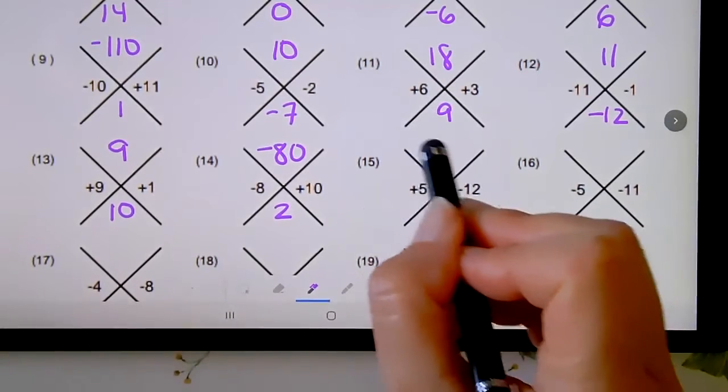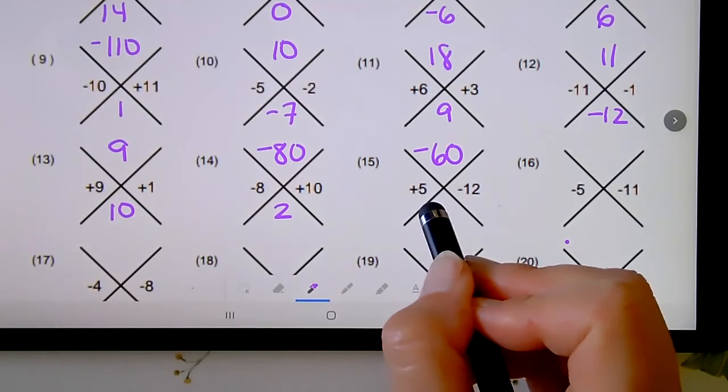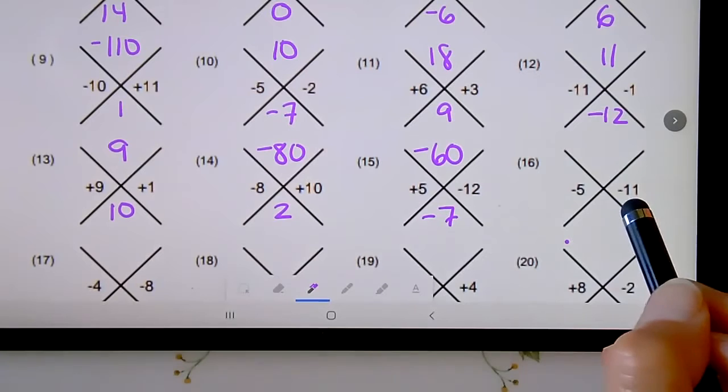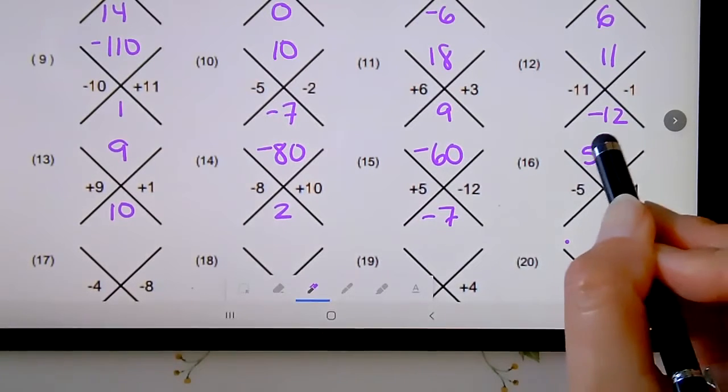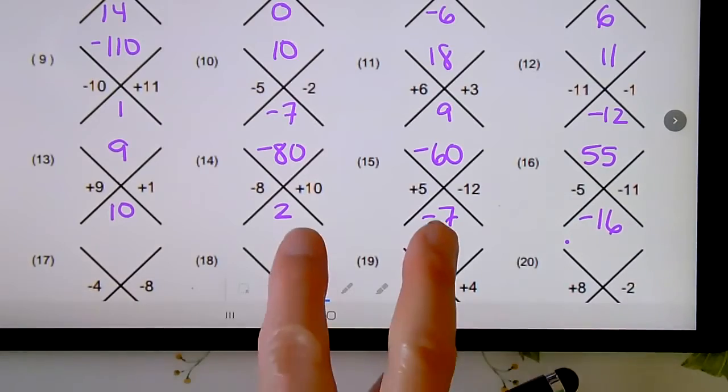5 and negative 12 multiply to a negative 60 and add to a negative 7. Negative 5 and negative 11 multiply to a positive 55 and add to a negative 16.